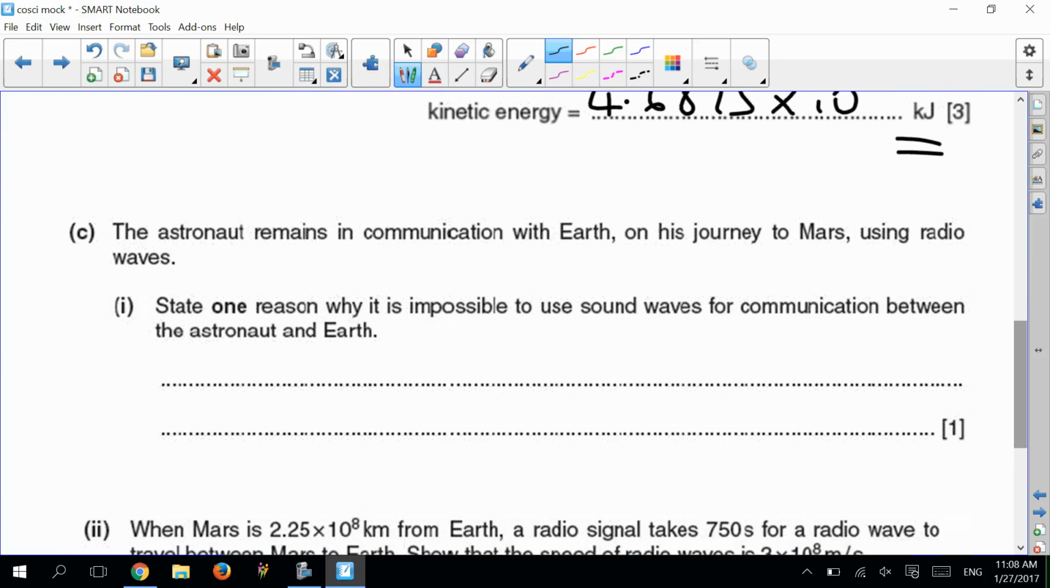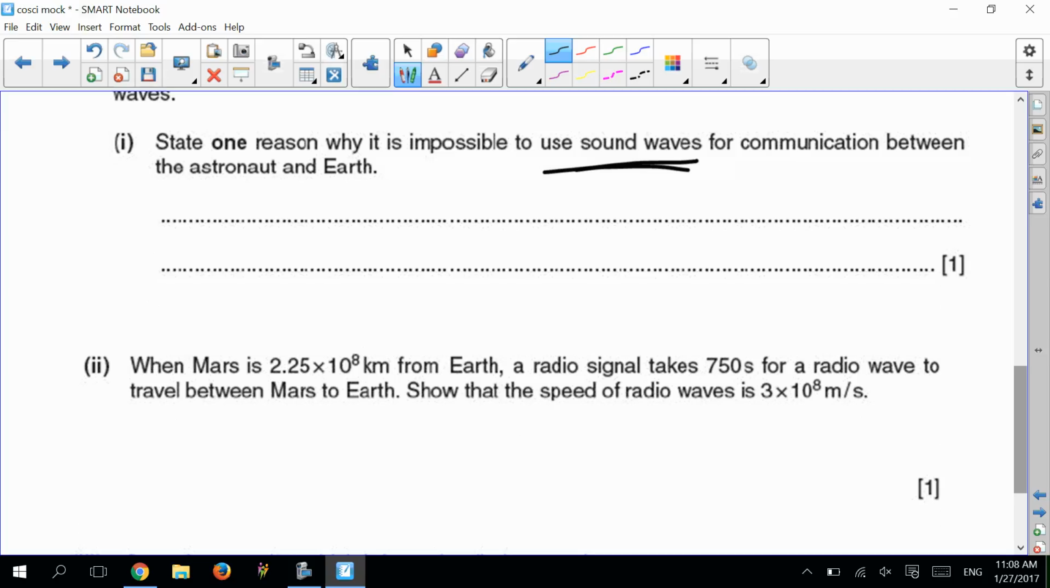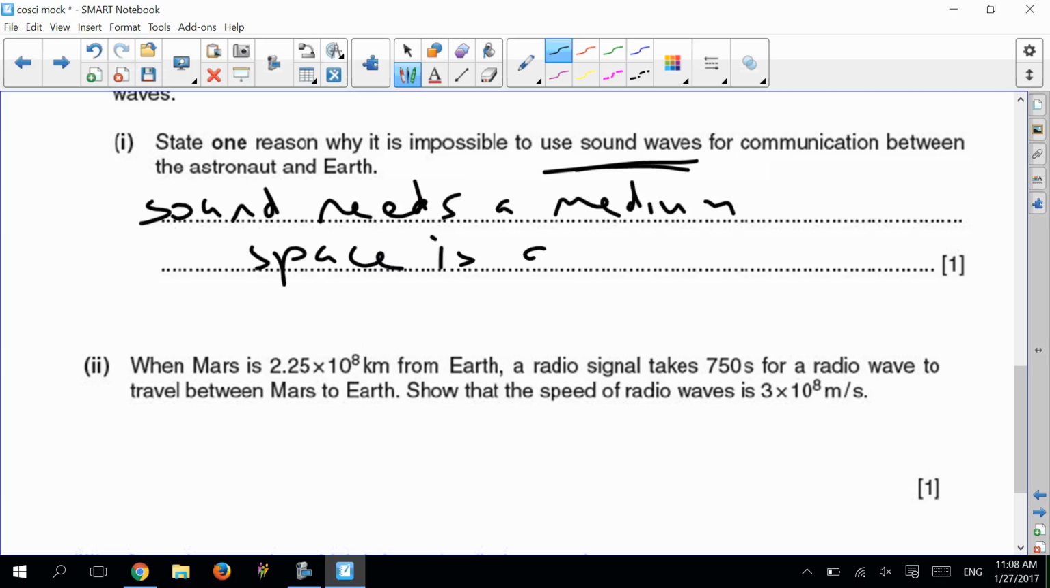C. The astronaut remains in communication with the Earth on his journey to Mars using radio waves. State one reason why it's impossible to use sound waves for communication between the astronaut and Earth. Okay, so the idea is that sound needs a medium, a material to travel through. Okay, and space is a vacuum, so there is no medium for the sound waves to travel through.